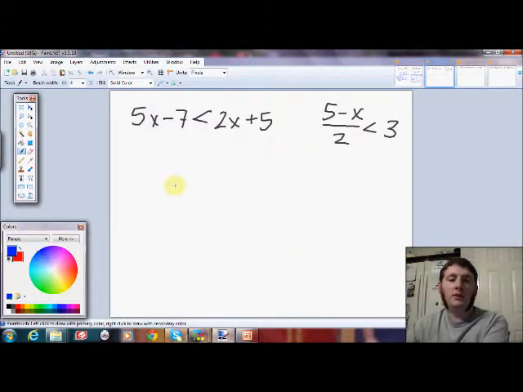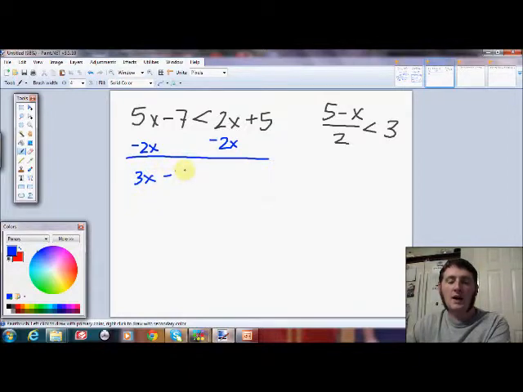Alright, so here's one where we've got variables on both sides. From our work on equation solving, we know that we probably want to get our variables together first. So I want to subtract 2x on both sides. And I do still show you all that bookkeeping. So I'll show you the bookkeeping on the subtract 2x. So it's 3x minus 7 is less than 5. Well, we would add 7 to get that 3x is less than 12. Divide by 3 on both sides. x is less than 4.